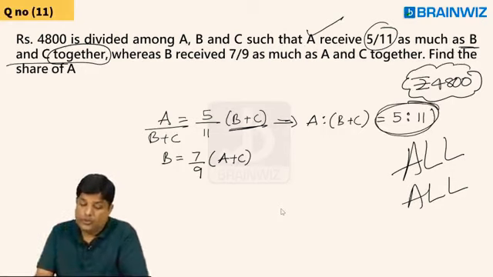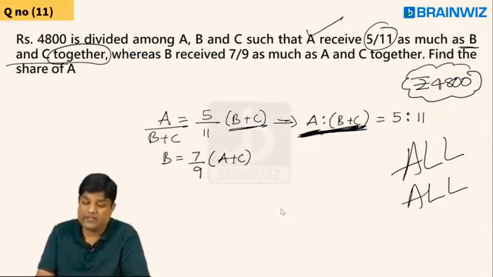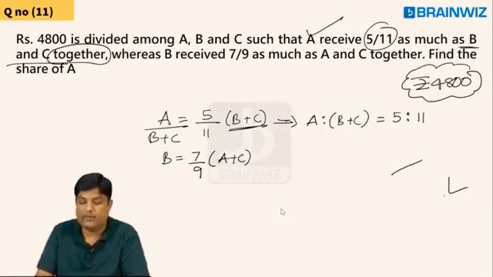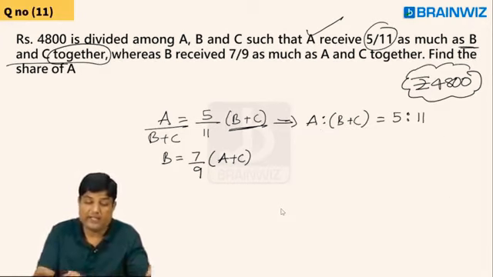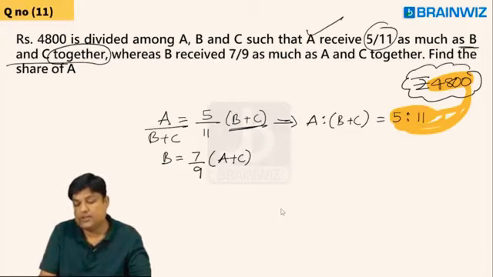Watch. Do you think who is this A? 5 parts. Who is this B and C? 11 parts. Means do you think total parts belongs to A, B, C, all? Yes. In this ratio, everyone is there. Understanding everybody? In this ratio, 5 is to 11, everybody is there, sir. This 4800 is 5 parts or 11 parts or total parts, total 11 parts, total 16 parts.